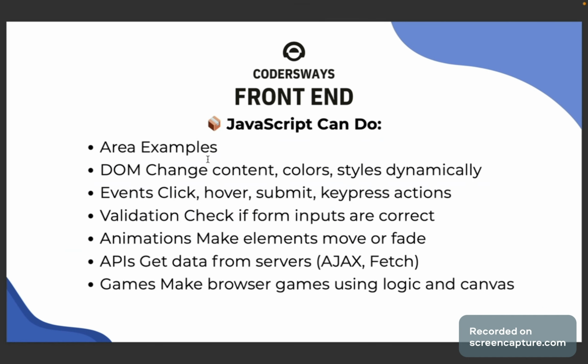JavaScript can do the following. Through the DOM, the document object model, change content, color, styles dynamically. Events: click, hover, submit, key press actions. Validation: check if form inputs are correct. Animations: make elements move or fade. APIs: get data from the server. Games: make browser games using logic and canvas.